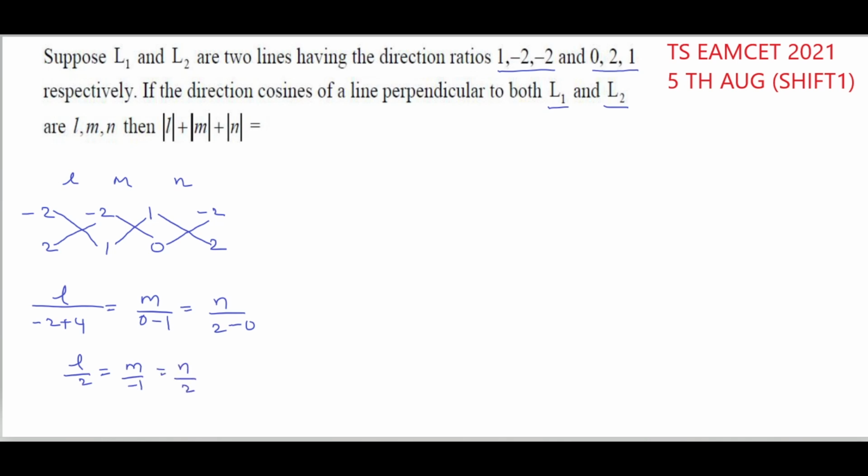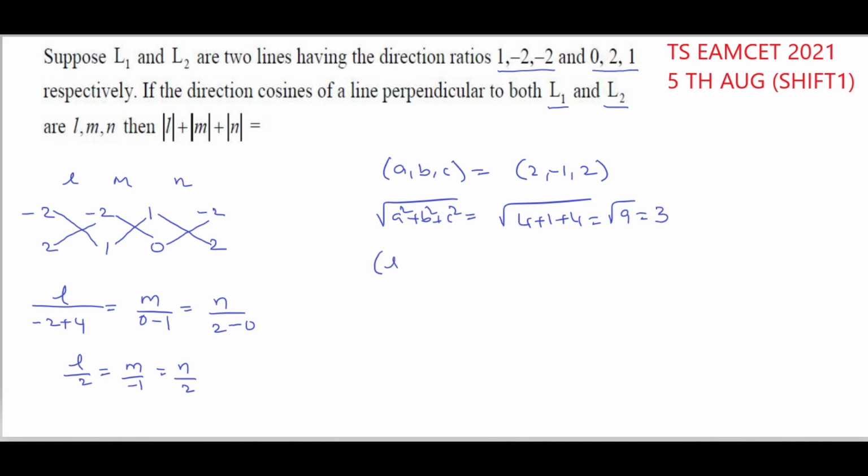That is L by 2 is equal to M by minus 1 is equal to N by 2. Therefore here A, B, C direction ratios are 2, minus 1, 2. Now we find root over A square plus B square plus C square is equal to under root of 4 plus 1 plus 4 is equal to root 9 is equal to 3. Therefore, direction cosines L, M, N is equal to 2 by 3, minus 1 by 3, 2 by 3.